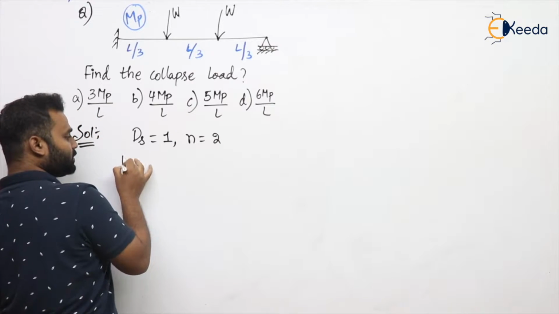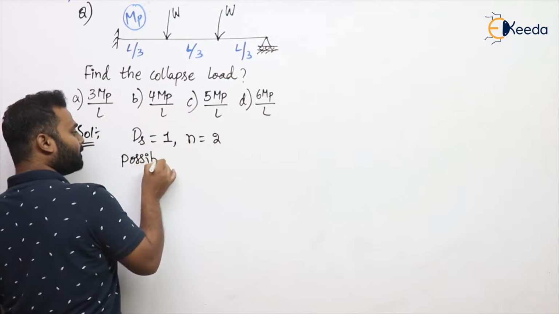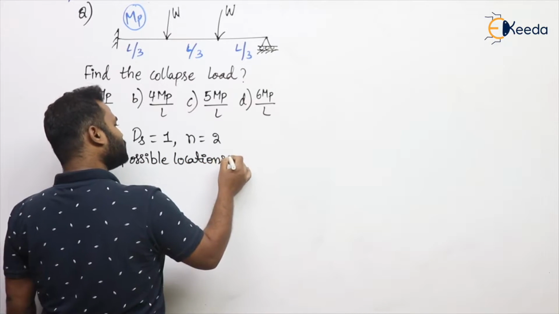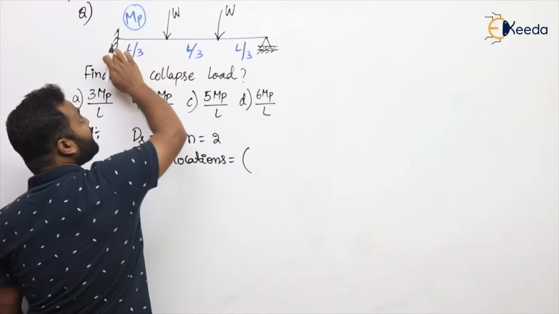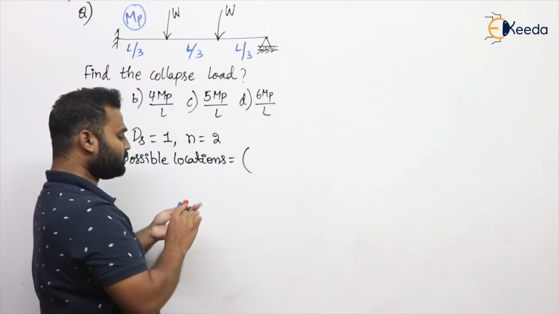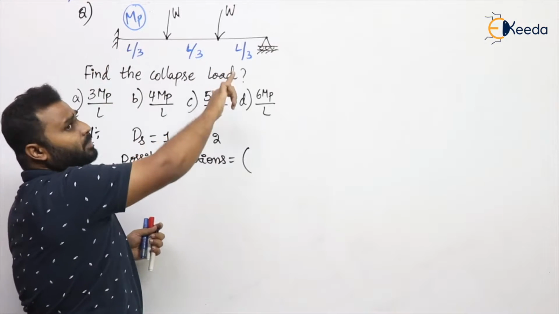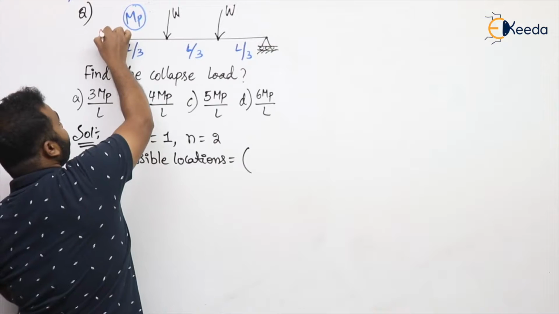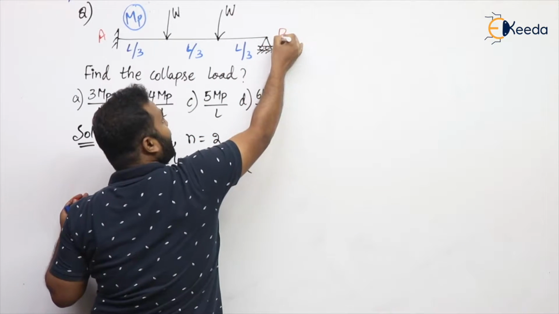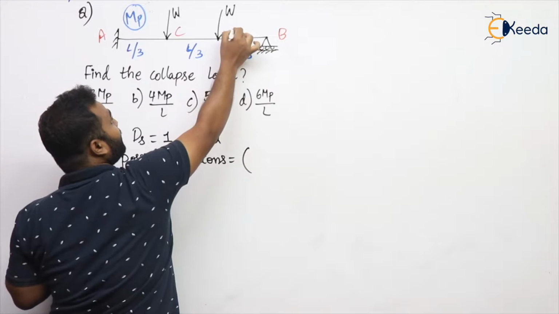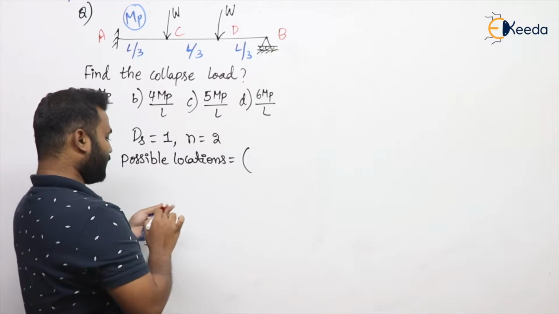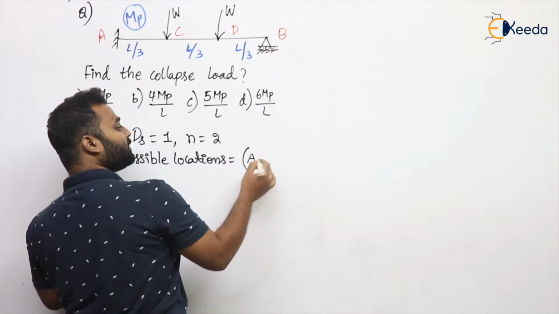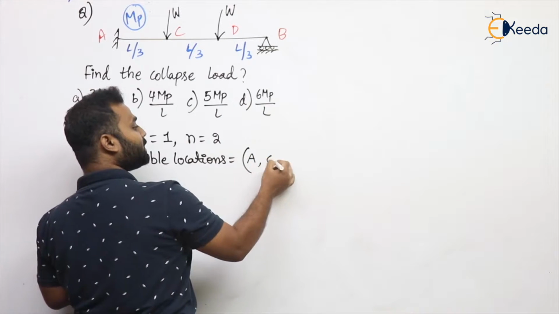Now possible locations. So let us represent the given beam and the points of action of the loads with some alphabets. This is A and this is B. This is the span, and here one point load is acting and here another point load is acting. Now the possible locations are at the fixed end, undoubtedly, and then under the loads, that means at C and D.